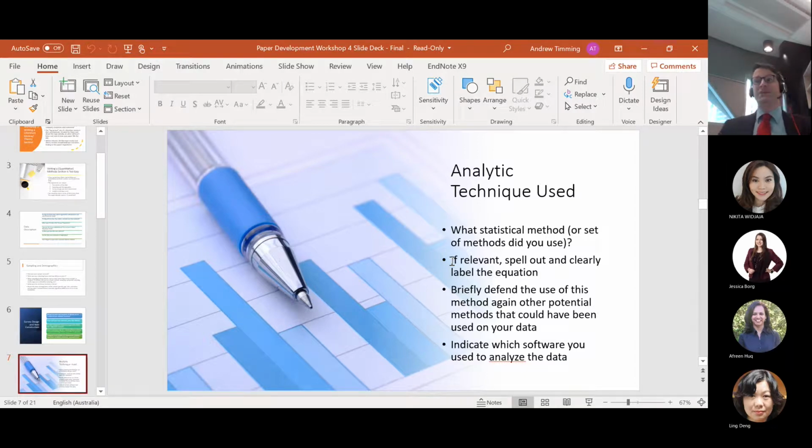The options are there, and what you need to do is defend why you picked one particular option over the other. And lastly, you might want to just, in one sentence, indicate which software you use to analyze the data.